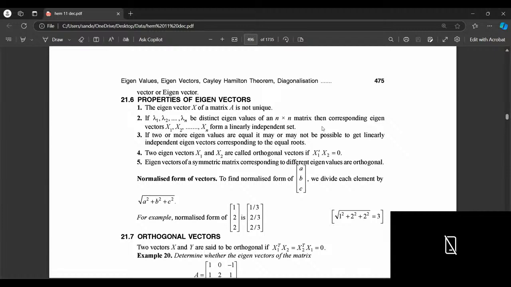Fourth property: two eigenvectors x1 and x2 are called orthogonal if x1 transpose x2 equal to 0, means the product of these two vectors. One vector, we have to find the transpose of that vector, x1 transpose x2 equal to 0. And fifth property: eigenvectors of a symmetric matrix corresponding to different eigenvalues are orthogonal.